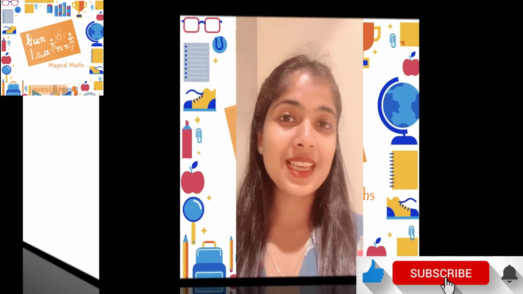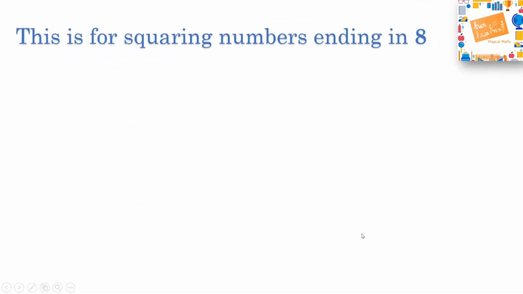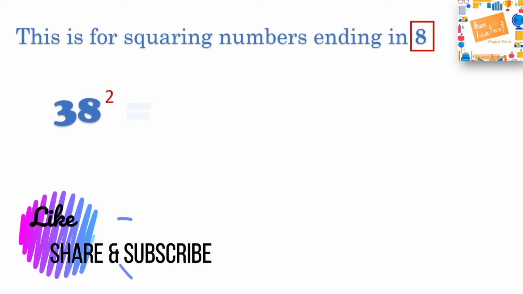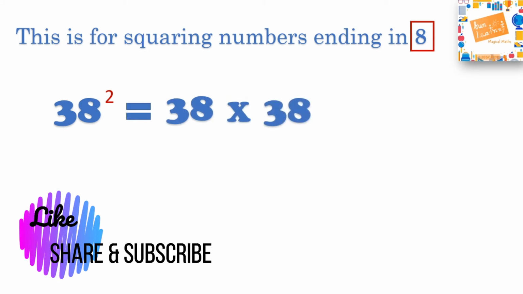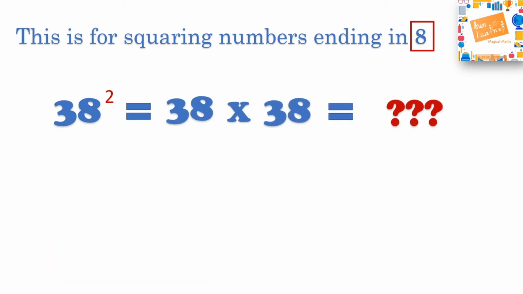Okay, now let's get started. So this is for squaring of numbers ending in 8. Let's look at the first example, which is 38 square. That is equal to 38 times 38. So let's compute how much this would be.